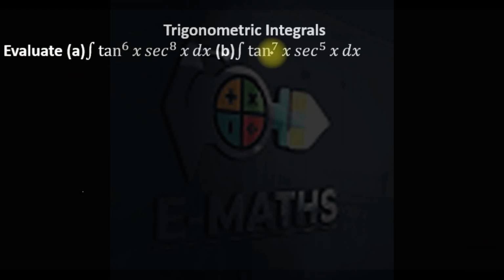Okay, we are given this, and we're asked to evaluate the integral. In this first one, the power of tan is even, while the power of sec is even; in the second, the power of tan is odd, while the power of sec is odd. So there are two major formulas we're going to use in solving the integral of any product of tan and sec.